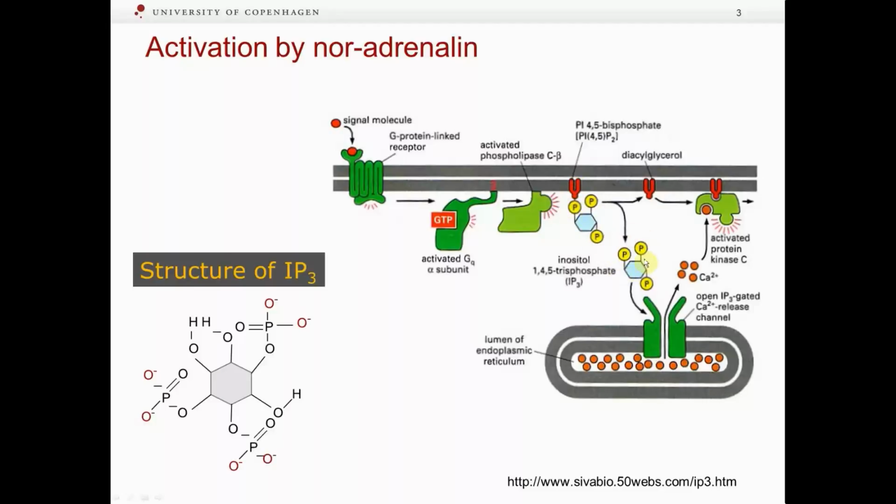Subsequently, IP3 diffuses into the cytoplasm and may activate an IP3 sensitive calcium channel, the IP3 receptor channel, on the surface of the SR. Activation of this channel leads to efflux of calcium from the SR lumen and out into the cytoplasm. In turn, this may lead to activation of the contractile machinery of the cell. The picture over here shows the chemical structure of IP3.